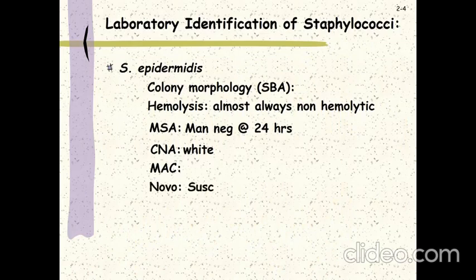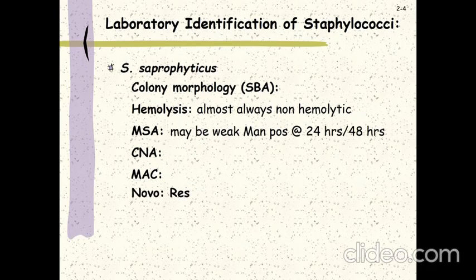Now if you would flip back to the laboratory identification of Staphylococcus epidermidis, I would like to add the novobiocin result on there. And so we want to say that novobiocin, it is susceptible. Staph epidermidis is susceptible to novobiocin. So you can write sus there or an S with a circle around it. And then moving on down to Saprophyticus. Saprophyticus novobiocin result would be resistant, or R with a circle around it.